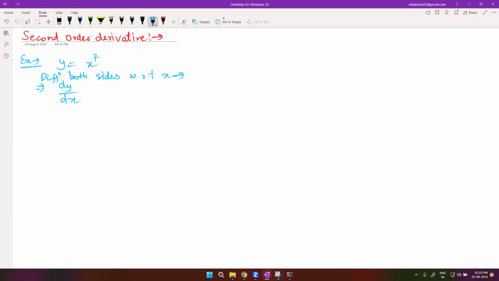If I differentiate both sides with respect to x, the left hand side will be dy by dx and the right hand side will be, can someone answer this? Right hand side. What will be the differentiation of x to the power 7? Yeah, Shavis. 7x raised to 6. 7x to the power 6. Can somebody speak? Anyone can speak.